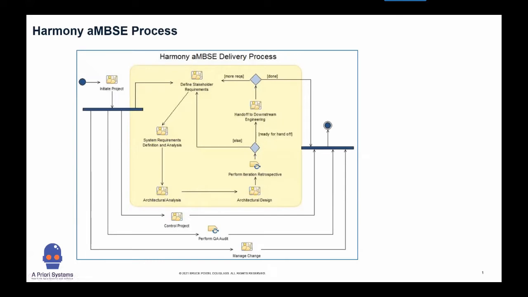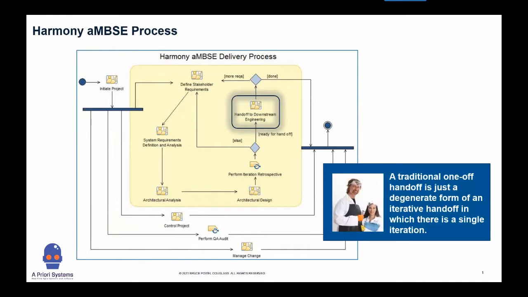So this is the Harmony Agile model-based systems engineering process, of which I'm the author. In that, there are a number of steps, and you see it's cyclic. So you can define some requirements and do some analysis, architectural analysis, and some architectural design. You can hand off and then do some more analysis. So this is an iterative process for doing the systems engineering, left-hand side of the V stuff.